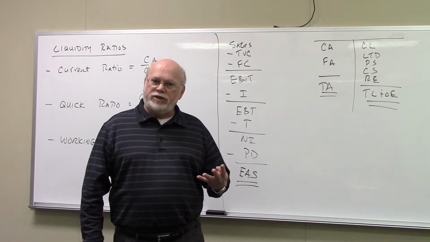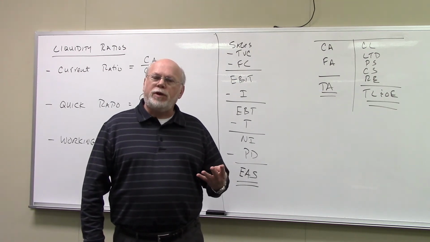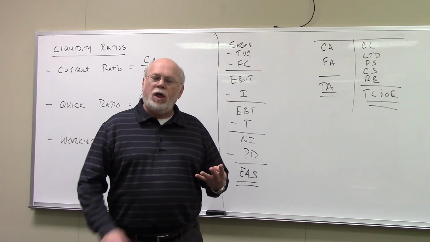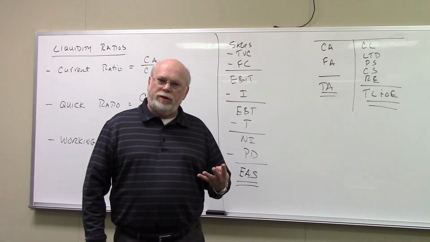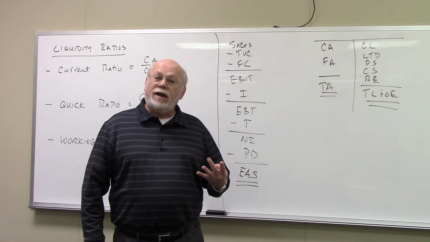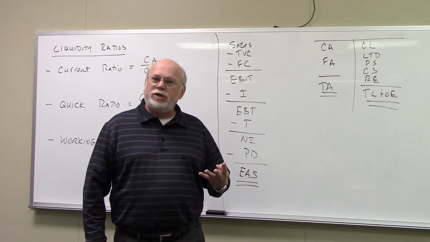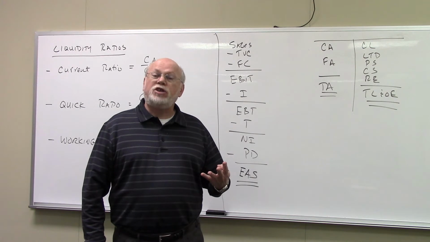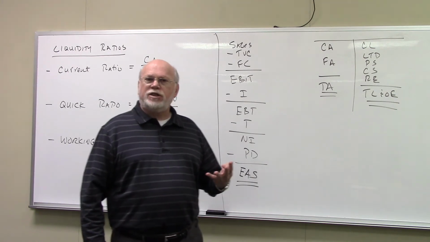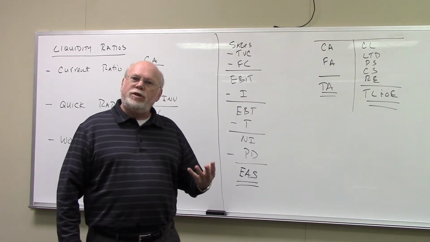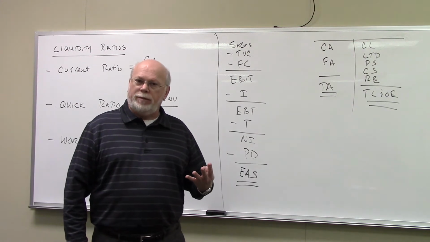Liquidity ratios, for instance, measure the firm's ability to meet its short-term indebtedness. All liquidity ratios measure that. Leverage ratios measure the extent to which the firm is financed by debt. Activity ratios measure how effectively the firm is utilizing its resources. And profitability ratios measure the performance of the company.